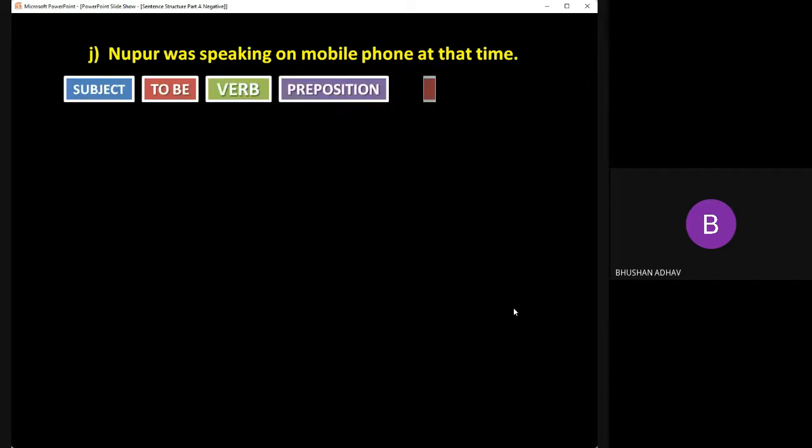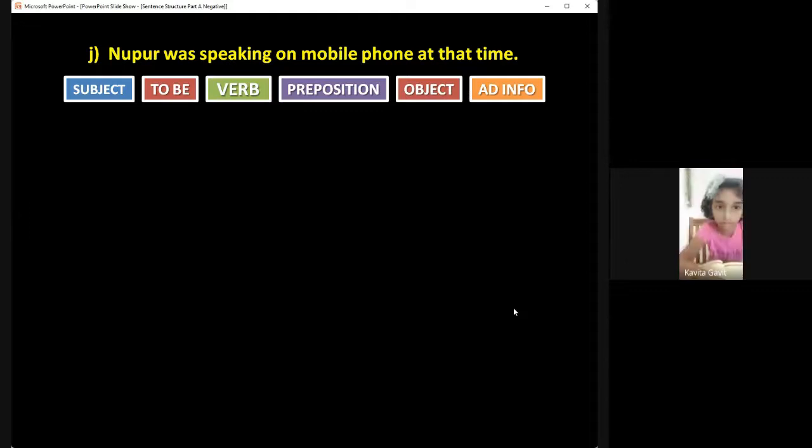Adya, can you make this sentence into negative? Yes, sir. Please make it. Nupur was speaking on mobile phone at that time. Nupur was not speaking on mobile phone at that time. Correct, absolutely right. So after the to be form, just put not.